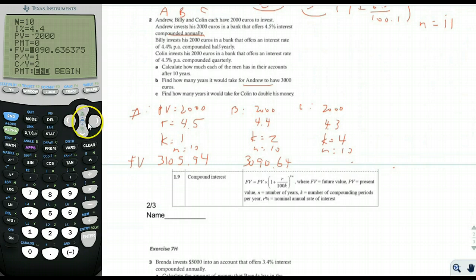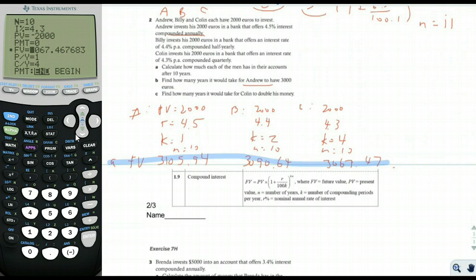Now what about Colin? Difference with Colin is his interest rate is slightly lower, 4.3. And then the K, or C divided by Y, is going to be 4. Now we'll go to the FV, and then we do alpha, and then we do enter, and we get 3,067.47. So it's even smaller. Okay, so that's the answer for A. The answer for A was these first values here. Okay, now what about B?